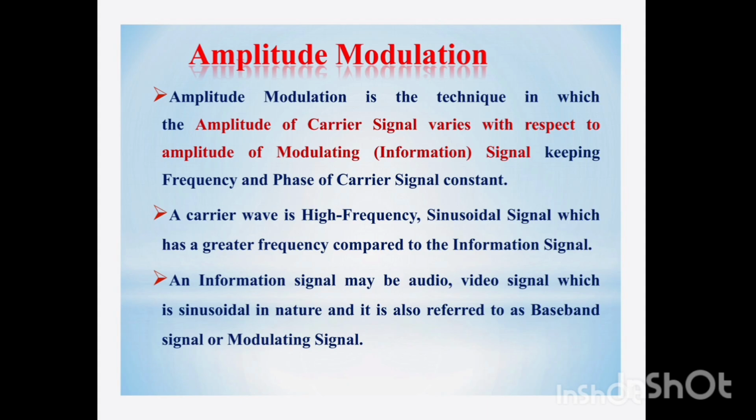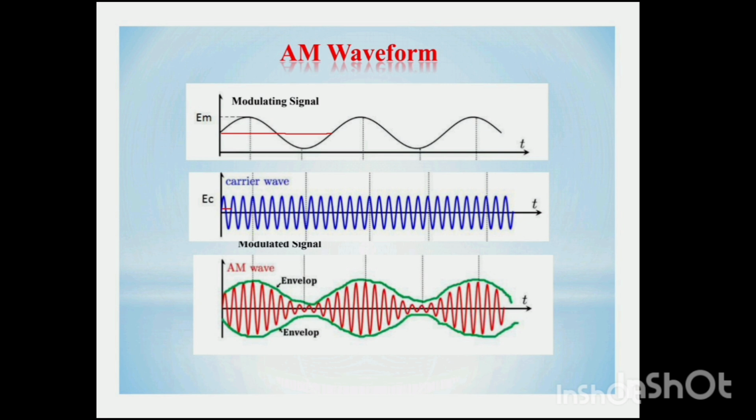Amplitude modulation is a technique in which the amplitude of the carrier signal varies with respect to the modulating signal, and it keeps the frequency and phase of the carrier signal constant. As we know, the carrier signal is a very high frequency signal as compared to the information signal. Generally, the information signal is an audio or video signal, and it is called the baseband signal or modulating signal. Now these are the waveforms for amplitude modulation.